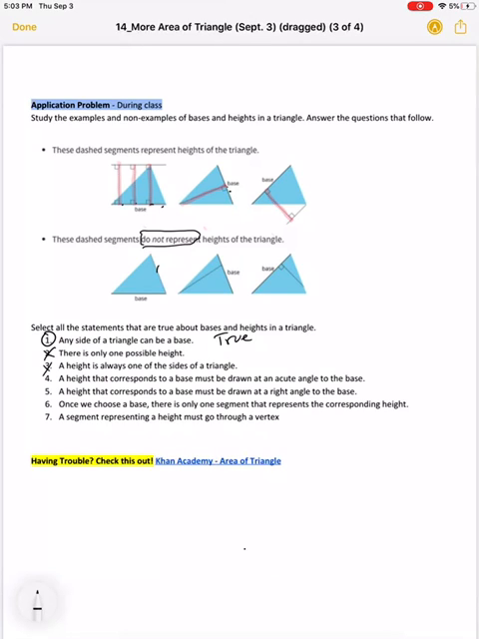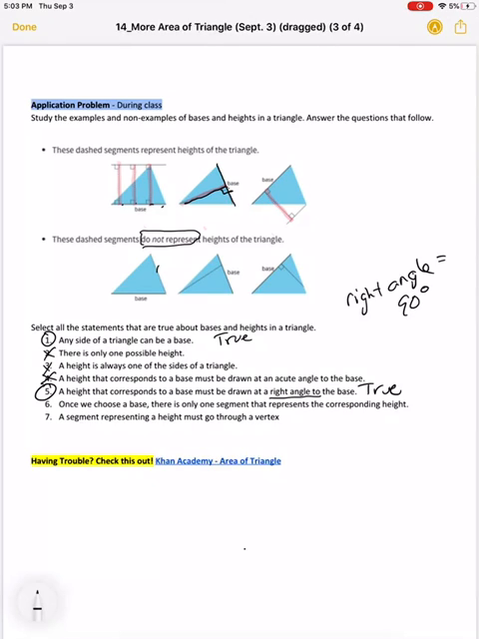The height that corresponds to a base must be drawn at an acute angle. Okay, let's make sense of that. It's saying here's the base, and the angle formed by the height and the base is acute. Well, we know that angle to be 90, so that is not true. But the next one is true because it says a right angle, and a right angle means equals 90 degrees, okay?